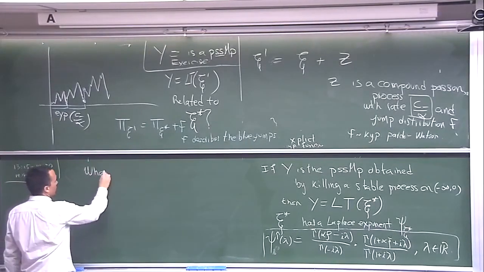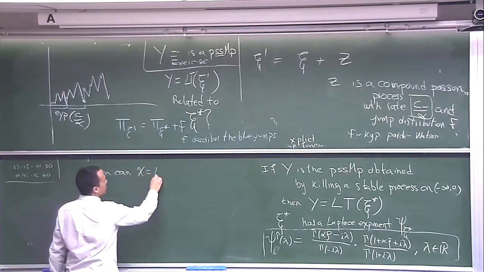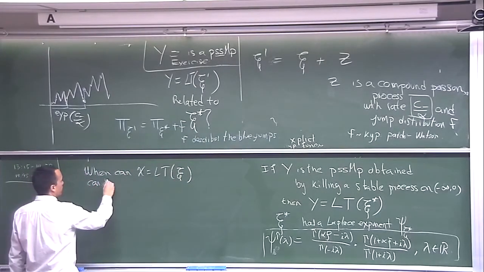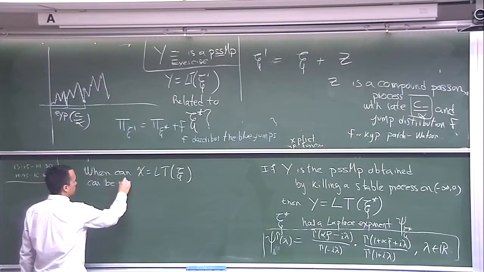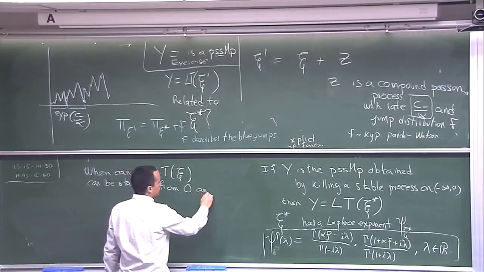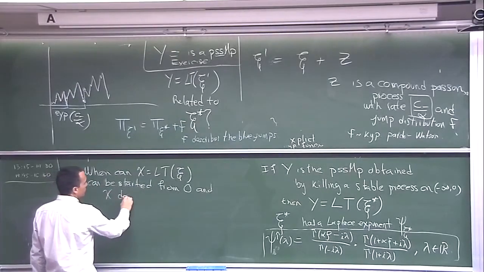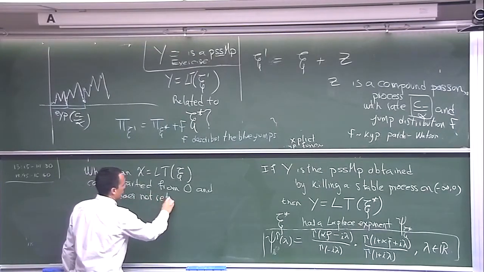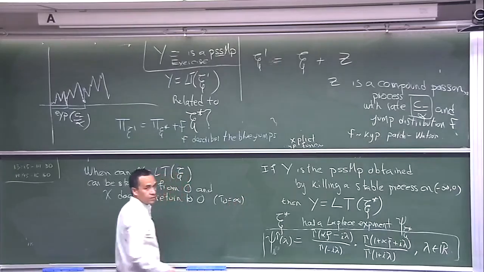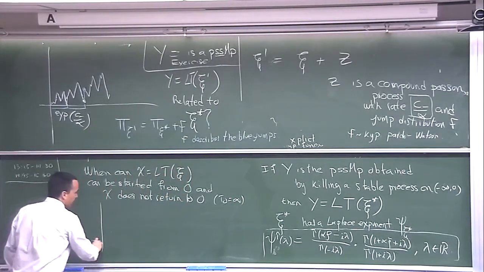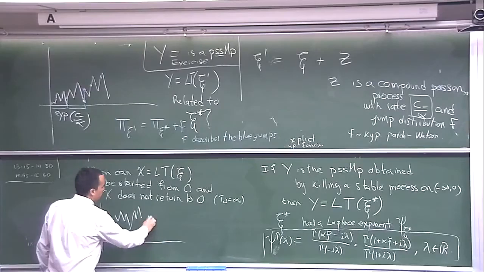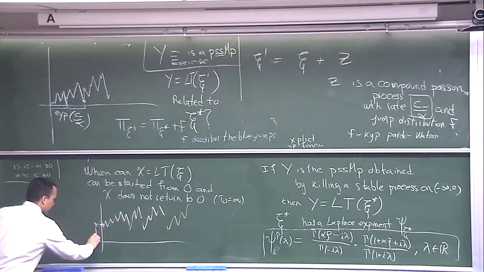So when X, that is the Lamperti transform of some Lévy process, can be started from 0 and X does not return to 0, so T0 is still infinite. One way to do that is to start the process at some point, leave it free, and then make X go to 0 from the right.